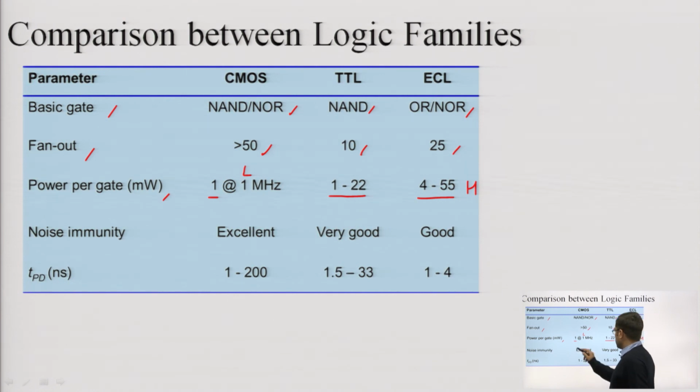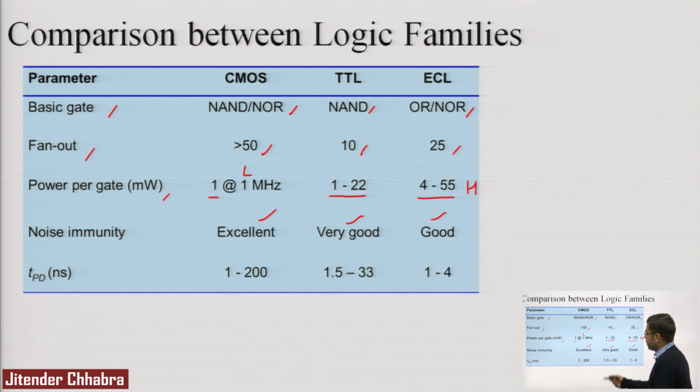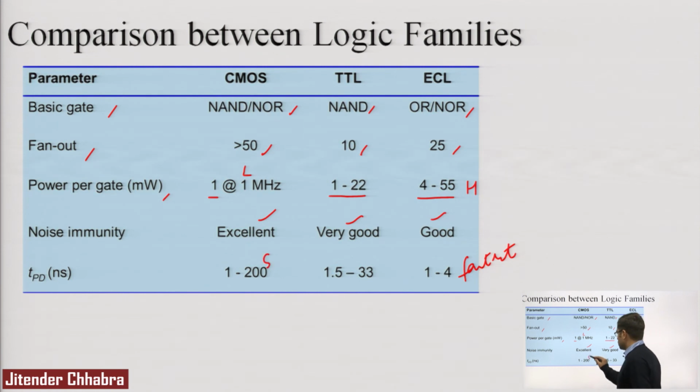Noise immunity is excellent, very good. And for propagation delay, this is the fastest and this is the slowest. But some special cases of CMOS are also there which can solve this speed problem. That is why we mostly prefer between the TTL and CMOS families. With this we come to the end of today's lecture. Thank you very much.